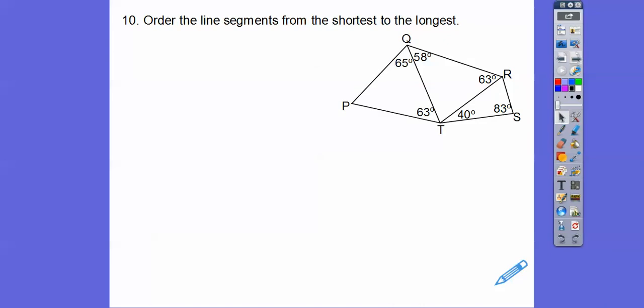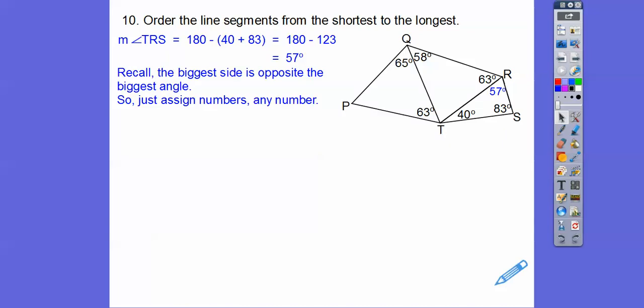All right. So order the line segments from shortest to longest. Remember the theorem goes the bigger angle is opposite the bigger side. Right here, I have two angles in a triangle, so I got this third angle by taking it away from 180. So this is 57. Now I don't know what these lengths actually are, but I'm just going to randomly assign them numbers. Remember, the bigger angle is opposite the bigger side, the smaller angle is opposite the smaller side, and the medium angle is opposite the medium side.